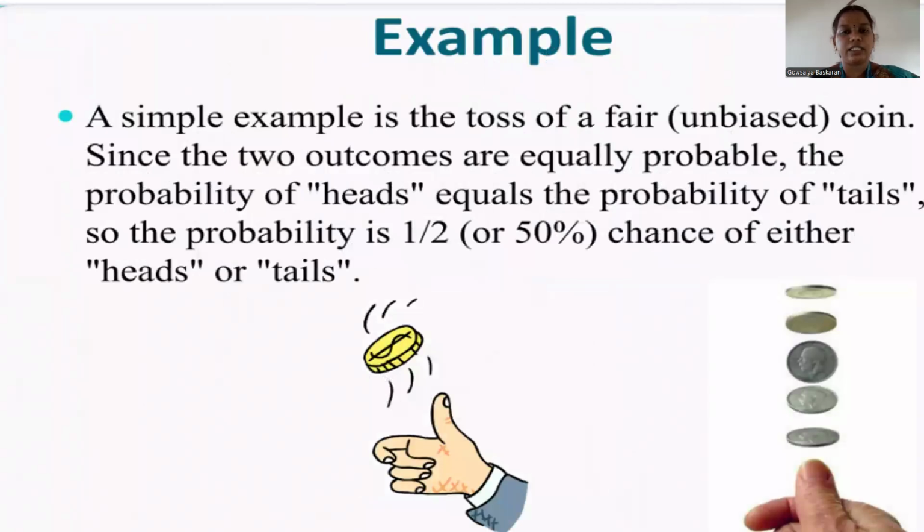We can easily explain probability by example. A simple example is the toss of a fair coin. Since the two outcomes are equally probable, the probability of heads equals the probability of tails. So the probability is equal to 1 by 2, that is, half. The chance of either heads or tails.